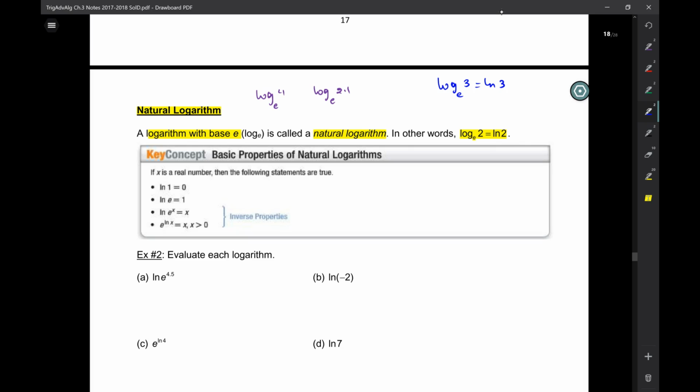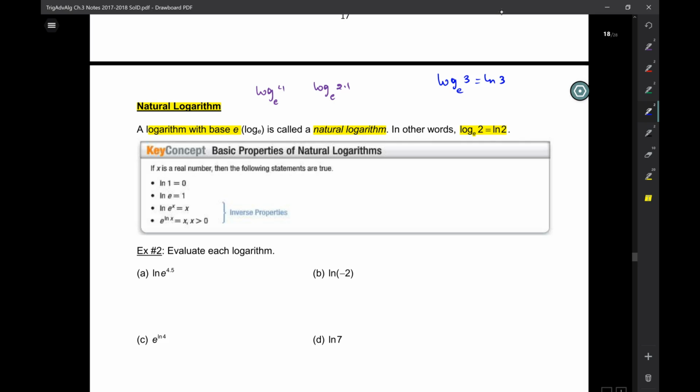What about ln e? Okay, so now, here we go. What if you have ln of 1? What is that really? That's really log base e of 1. So now ask yourself, what should be the exponent of e in order for you to get a 1? 0. So this is 0.